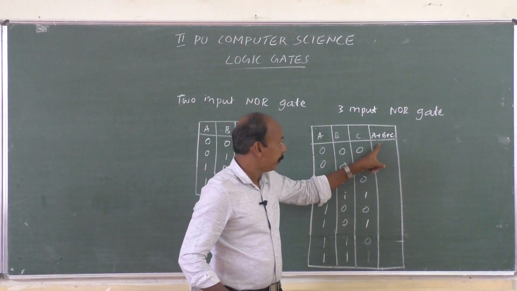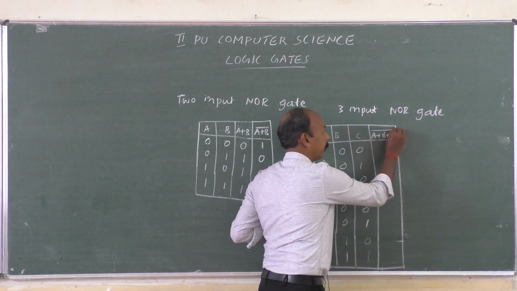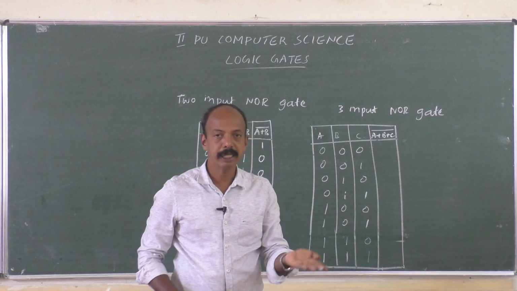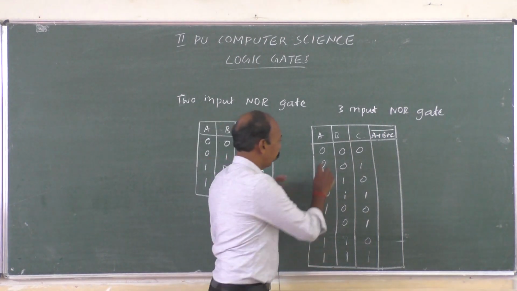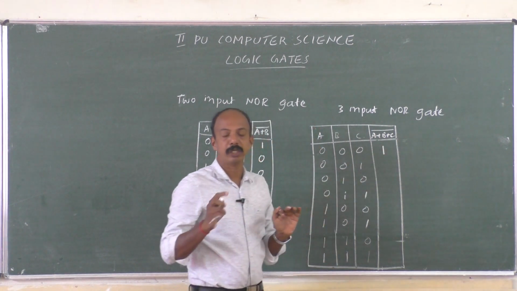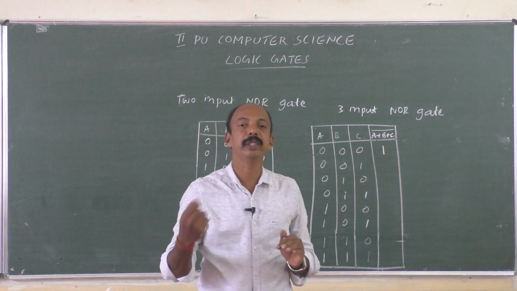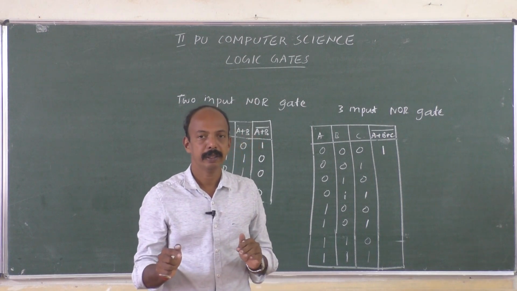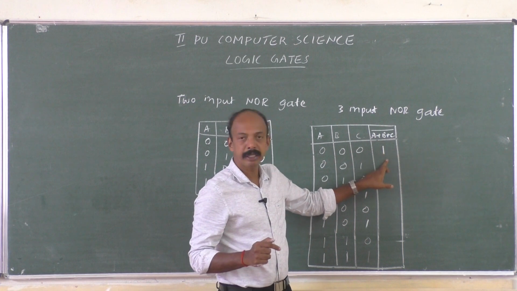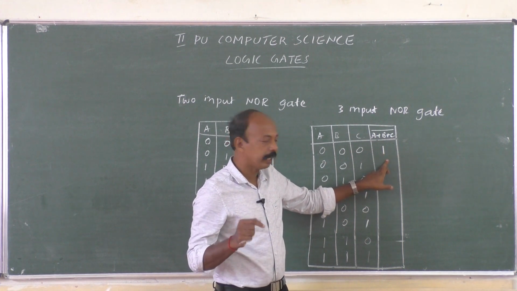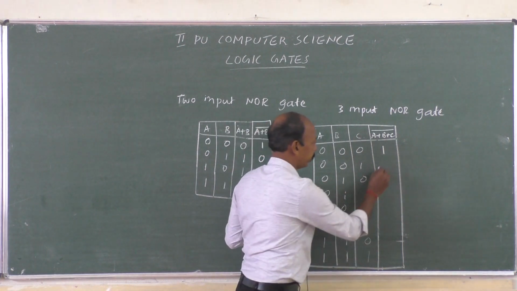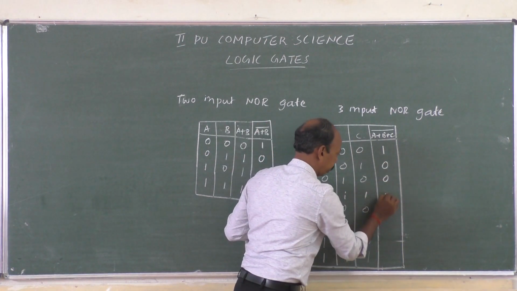So when we take A plus B plus C whole bar, that 0 becomes 1, and all the other ones become zeros. That means only for this particular combination it will be 1, because 0 plus 0 plus 0 will give us 0, which will be complemented. Because it's a NOR gate, we will get the answer 1. For all other combinations, when we took A plus B plus C, it will be 1. When we take the complement, it will be 0. So it will be 0 for all other cases.